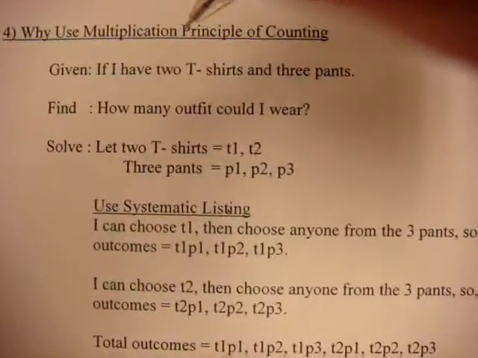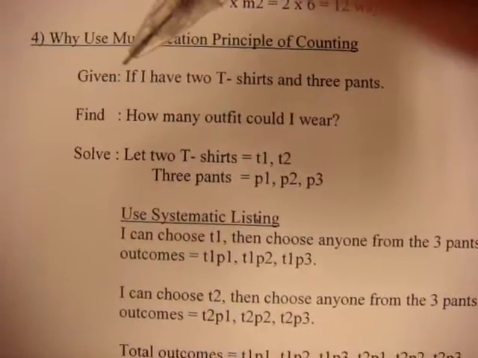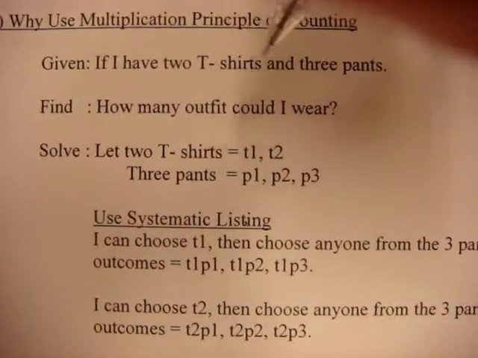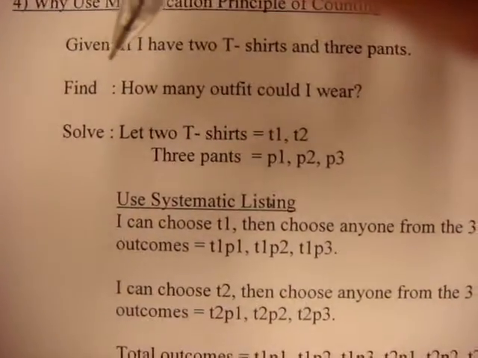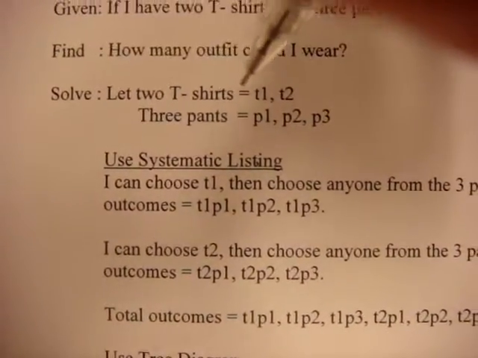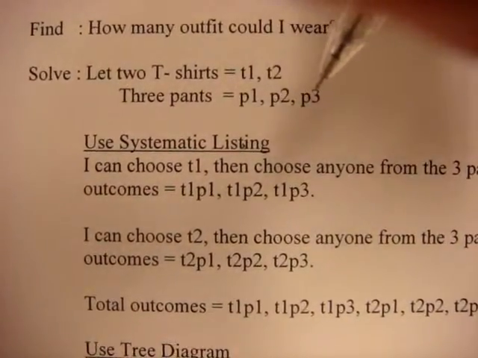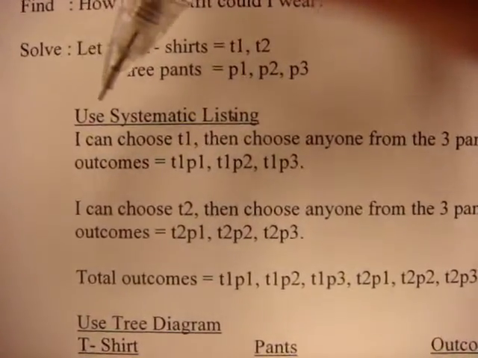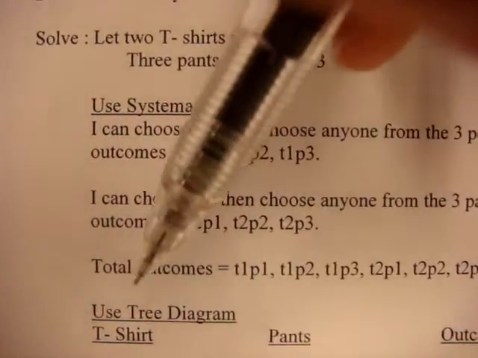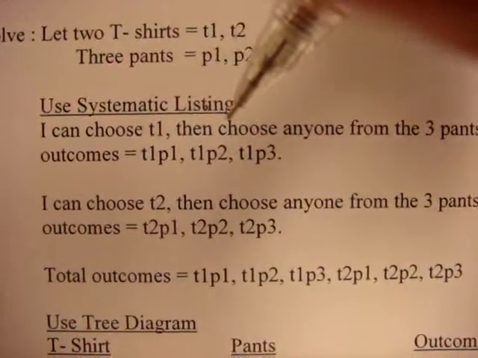Why do we need to use the multiplication principle for counting? The example below will show why. Given I have 2 t-shirts and 3 pants, find how many outfits I could wear. To solve it, let the 2 t-shirts be T1, T2, and the 3 pants be P1, P2, P3. To solve this question, we can use systematic listing and a tree diagram. First, I will use systematic listing.